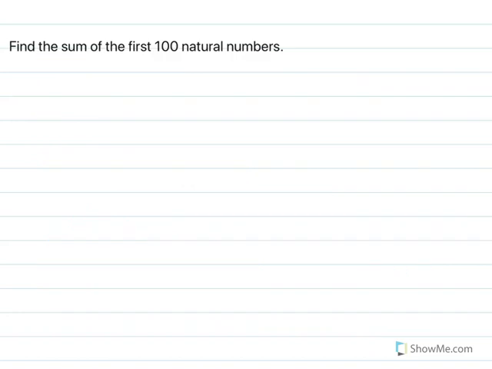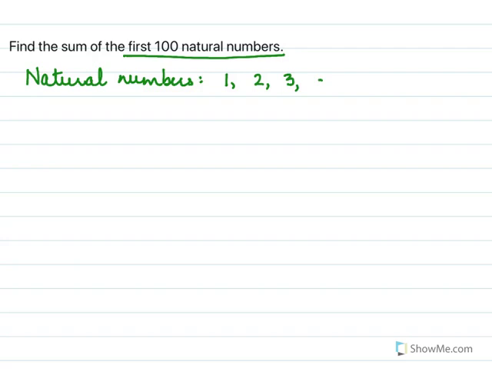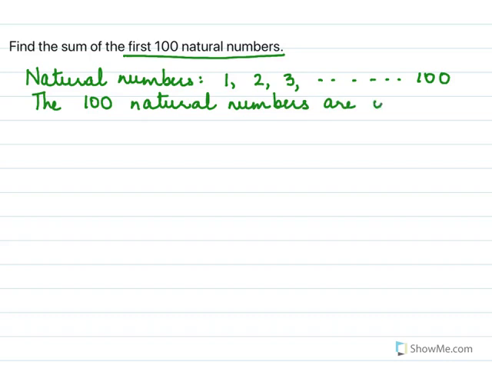Find the sum of the first 100 natural numbers. So the natural numbers start from 1. Natural numbers are like 1, 2, 3 till 100. It is an AP. So the first 100 natural numbers are in AP. So in this AP, the AP is 1, 2, 3, it goes on till 100.